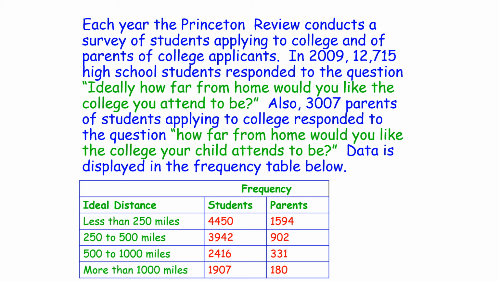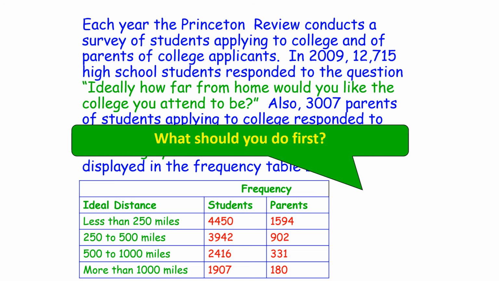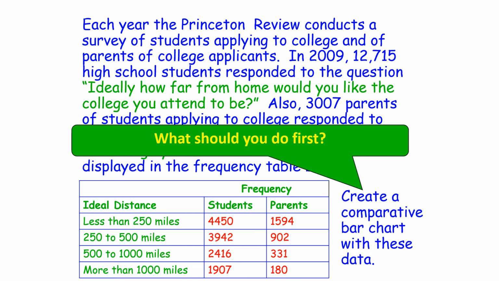So we have less than 250 miles, from 250 to 500 miles, from 500 to 1,000 miles, and then more than 1,000 miles. So what do you do first? Well, we're going to create a comparative bar chart with this data. So our very first step is to calculate the relative frequencies for students and for parents.